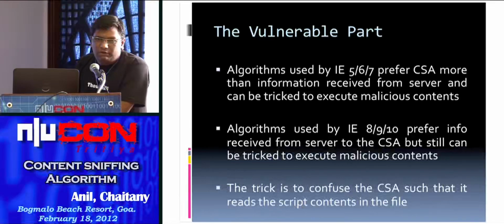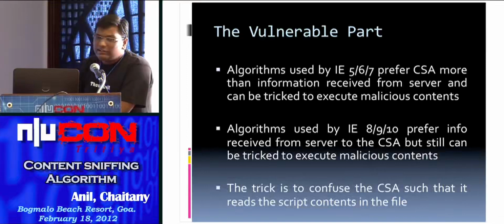Whenever Internet Explorer 5, 6 or 7 receives a file from a web server, it checks the content type sent by the web server to see what type of file it is, but it will never trust the web server. It will execute its content sniffing algorithm on that file, try to determine itself what that file is, and will execute the file on its own.